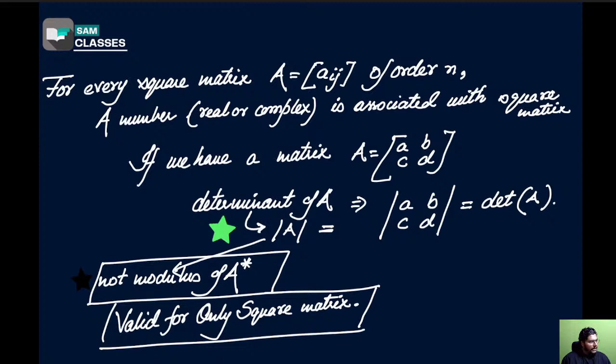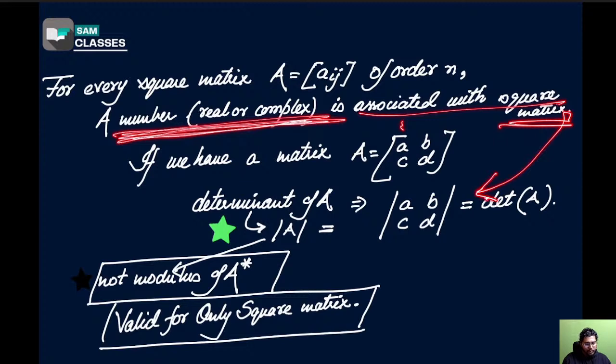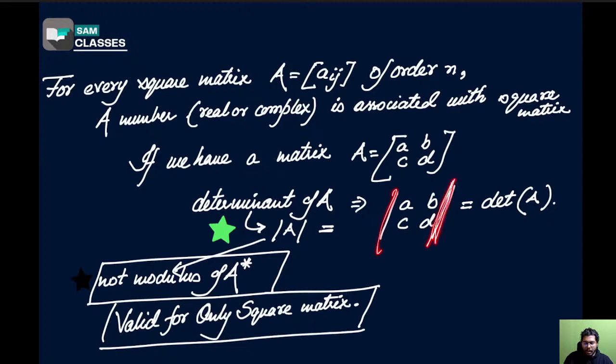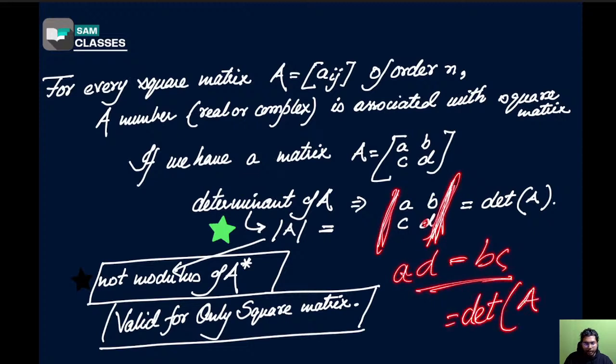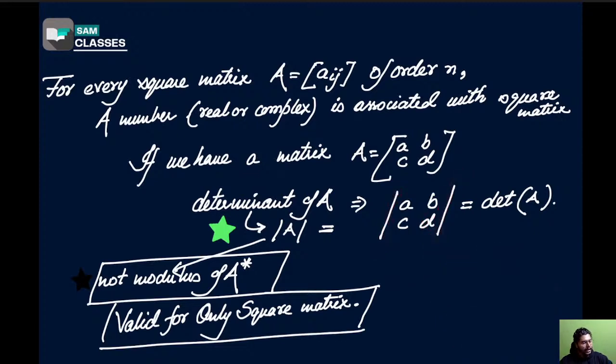So a number, it can be real, it can be complex. Very important. The number which is associated with a square matrix is the determinant. So the determinant of a square matrix we write in this two-line form like a modulus, but it is not actually modulus, and it is given by AD minus BC. This is denoted by det A, the determinant of square matrix A. Clear everyone?